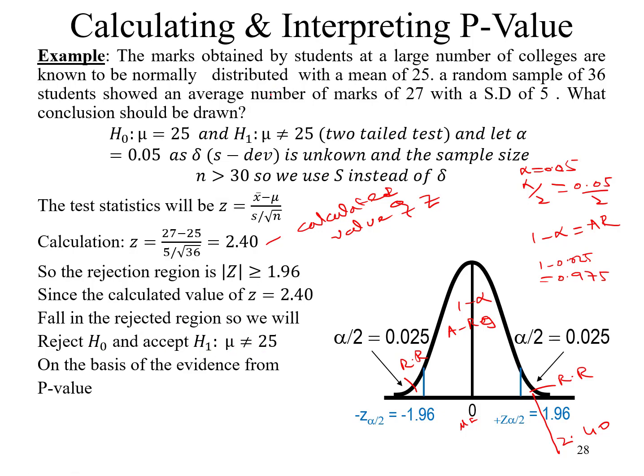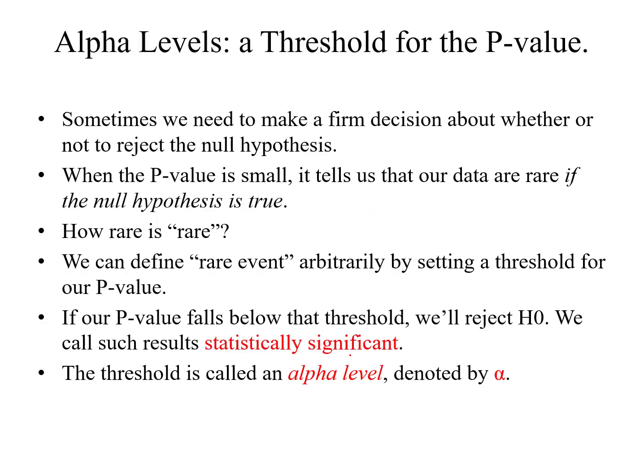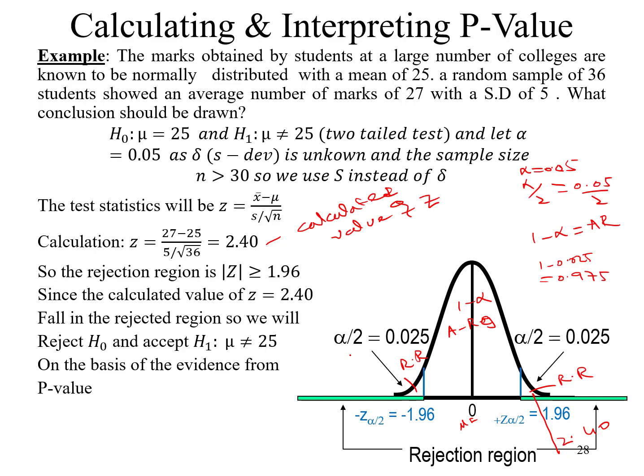Rejecting H0 means that the mean of the student is not equal to 25 on the basis of the evidence from the p value. So this way you will calculate the p value, and after that you will check whether your p value is greater or less than the level of significance. When it is less than the level of significance, we will reject H0. If it is greater, we will accept the null hypothesis. In this example we have already calculated that our calculated value is lying in the rejected region, so that is why we reject the null hypothesis.